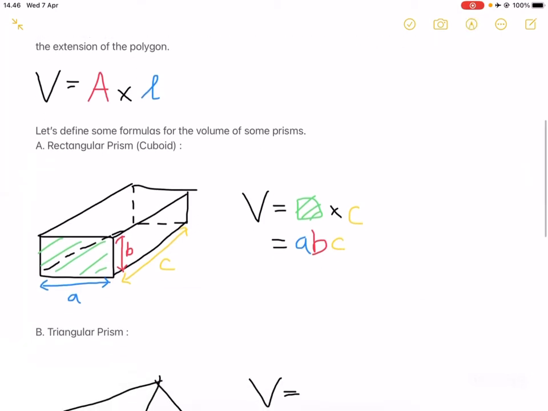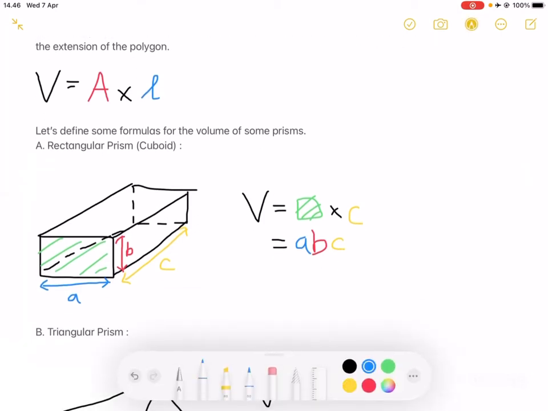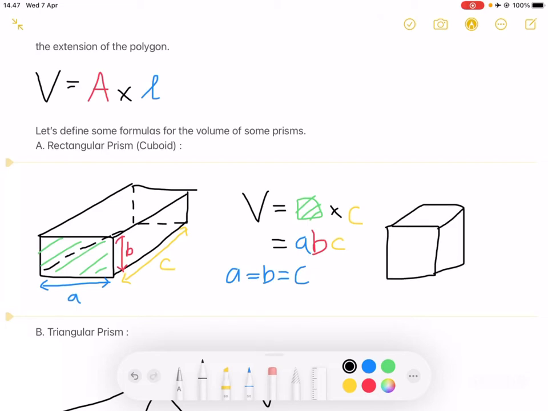And fun fact, if A is equal to B and is equal to C, meaning all three sides are equal, then this rectangular prism is a special prism that has a special name called a cube. So let me just draw a cube right here, although this won't be perfect. Something like that.